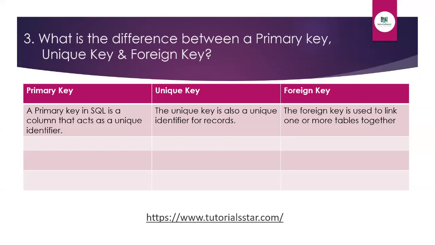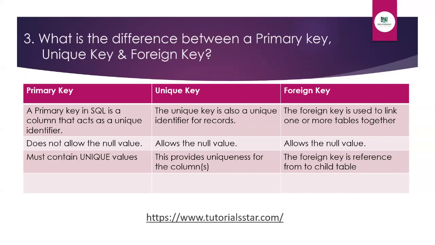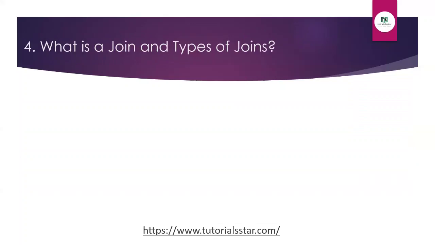The primary key column does not allow null values. The unique key column allows null values, and the foreign key column also allows null values. A primary key must contain unique values and has a not null constraint. This provides uniqueness for the column and helps to identify each record uniquely. A foreign key is a reference to the child key. We can allow only one primary key per table, whereas we can have multiple unique keys as well as multiple foreign keys.